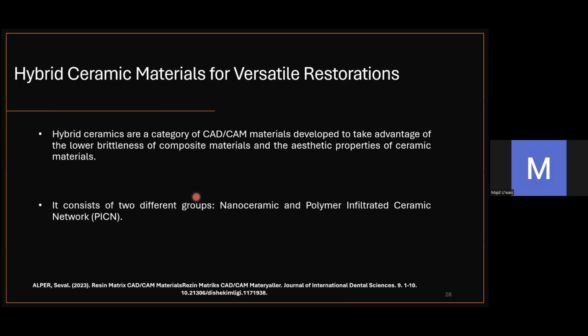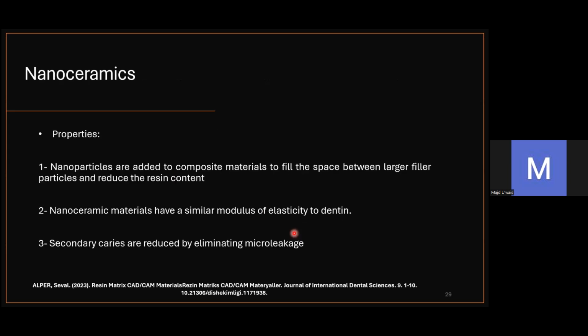The hybrid ceramics were developed to take the advantages of the lower brittleness of composite material and the aesthetic properties of ceramic materials. And there are two main families for the hybrid ceramics, which are the nanoceramics and the polymer infiltrated ceramic network. I'm going to talk about the main properties for each family or main type.